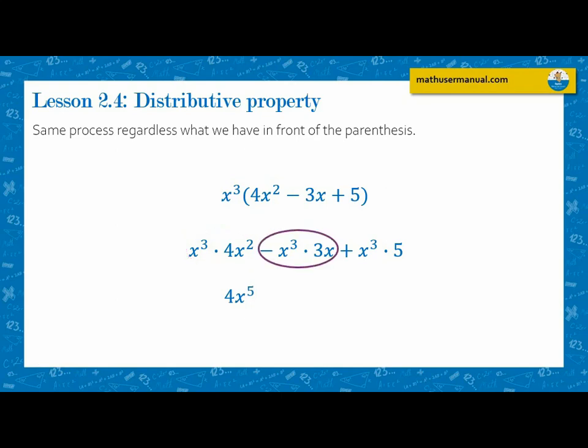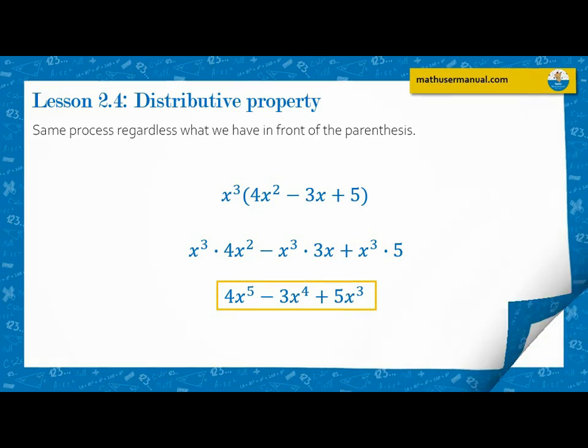Then x to the power of 3 times 3x. The 3 is just a 3, and then x to the power of 3 times x to the power of 1. Remember, from Basic Algebra course, Unit 2, when a number or a variable does not have an exponent, it's an exponent of 1. So this turns into 3x to the power of 4 with the negative in front. That's why it's important to carry the negative. And finally, x to the power of 3 times 5 is just 5x to the power of 3. And this is a simplified version without parentheses.